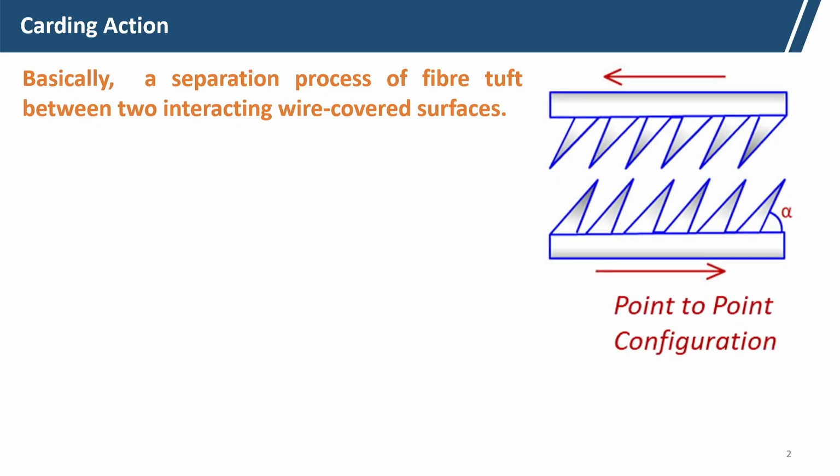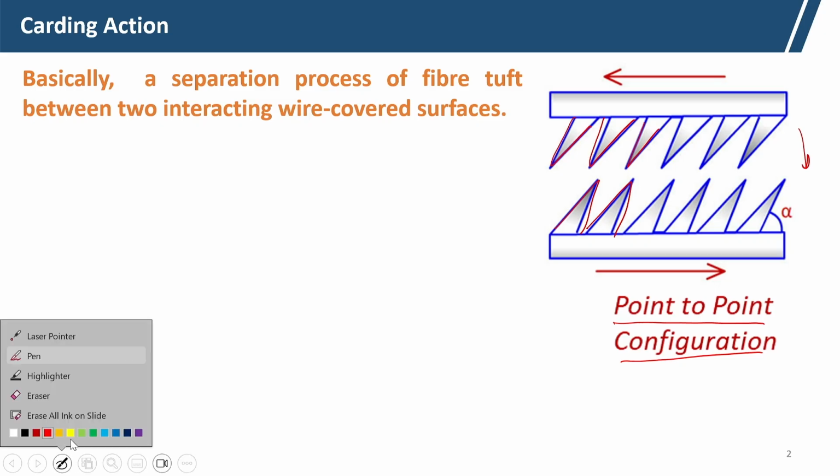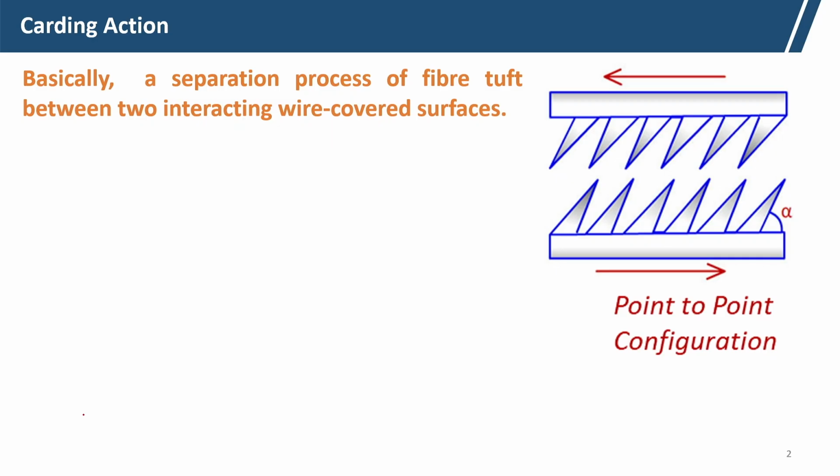You will see here the typical diagram representation of wire points, and you will see the wire points are inclined in opposite directions to each other. This configuration is known as point to point configuration. In the point to point configuration, they are aligned in opposite directions, and the angle of inclination is alpha.